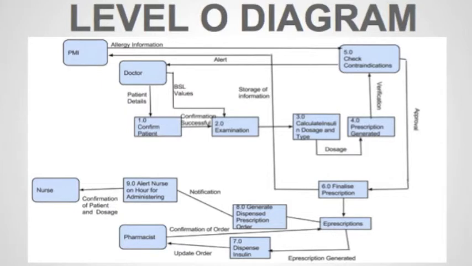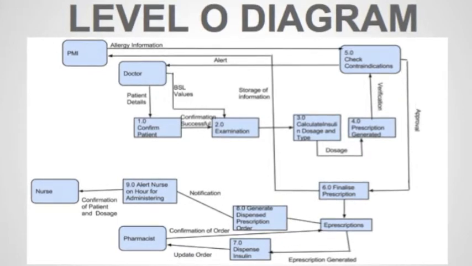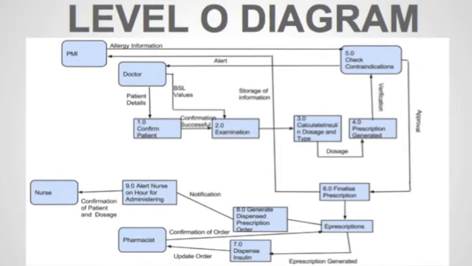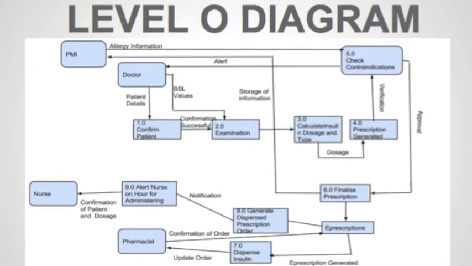The pharmacist then dispenses the insulin and updates the order in the e-prescription system. Order alert is generated in the e-prescription and notification sent to the nurse for administration at the specified time. The e-prescription system involves 2 data storages, D1 and D2. BSL values and calculation of dosage and type of insulin is saved in D1, while finalized prescriptions, update orders, prescription administration details are saved in D2.